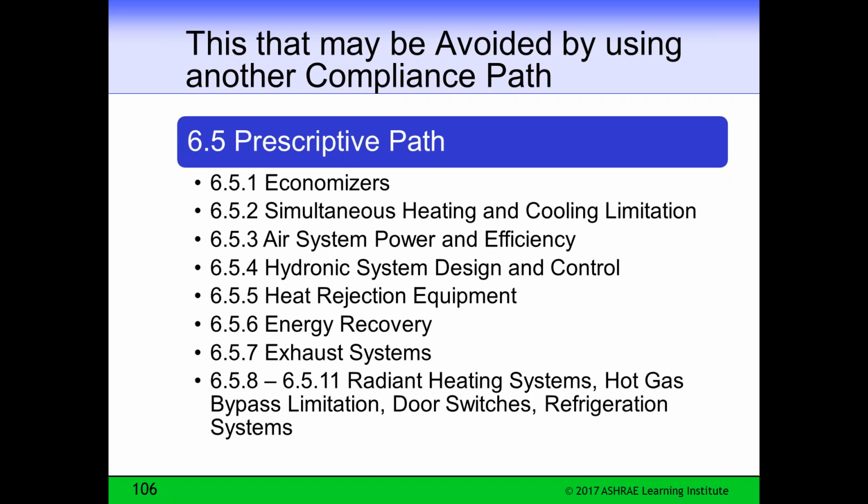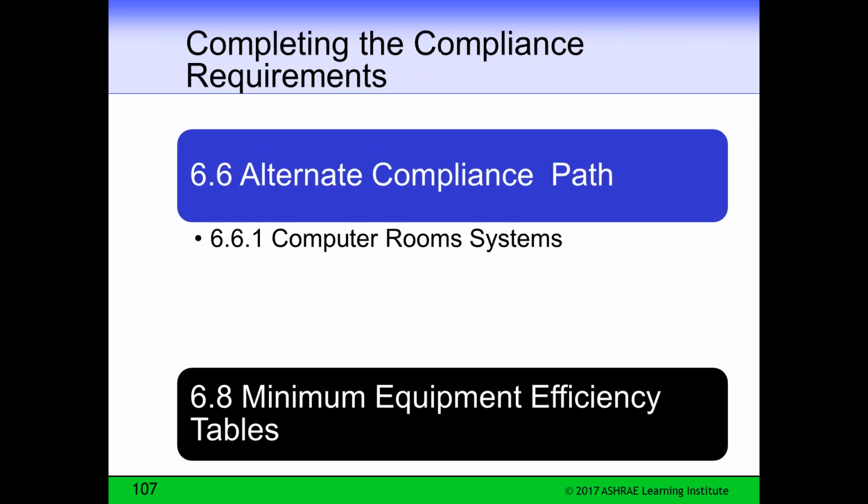Now, the reason I do that is if you're using the output of the show as a companion, this gives you a short list of places to look for things. So 6.5.1 is where the economizer is in. 6.5.5 is heat rejection equipment, and so I've given you this list of things so you'll have it as a reference for completing the requirements.